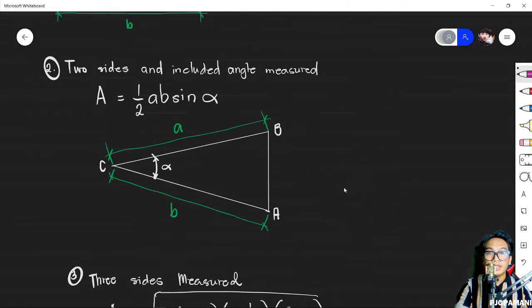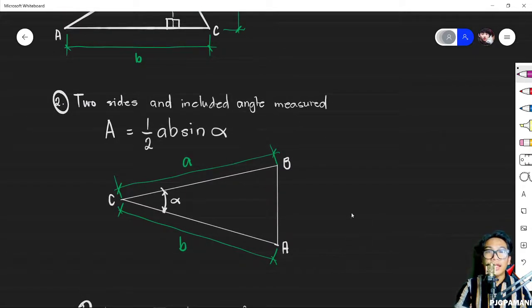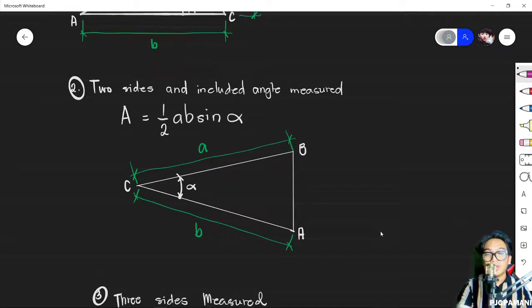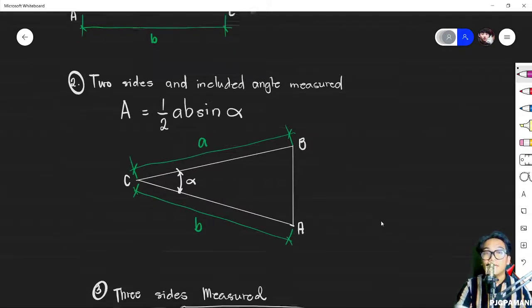using two sides and the included angle measured, such as an included angle as shown in this figure, where a triangle has an angle of alpha between point A and point B, with known sides, the distance of A and the distance of B. Your formula for this particular triangle is simply 1/2 AB sine alpha.